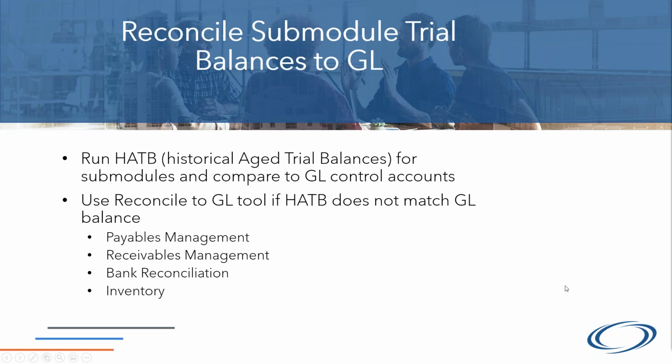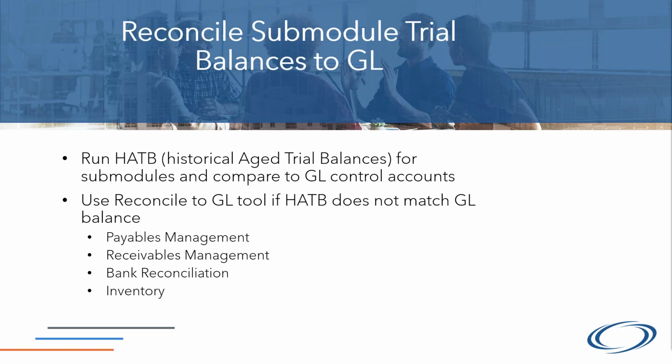Okay, so the next item we have is the submodules tying to GL. There is a tool that will help you. It will not reconcile for you, but it will help you find out what your differences are. So first of all, and you should be doing this monthly besides just for year end, but you totally want to do it for year end to make sure that your auditors are happy. You'll run your historical age trial balance for each of your submodules, and then you'll compare it to your GL control accounts to make sure that it's all working.